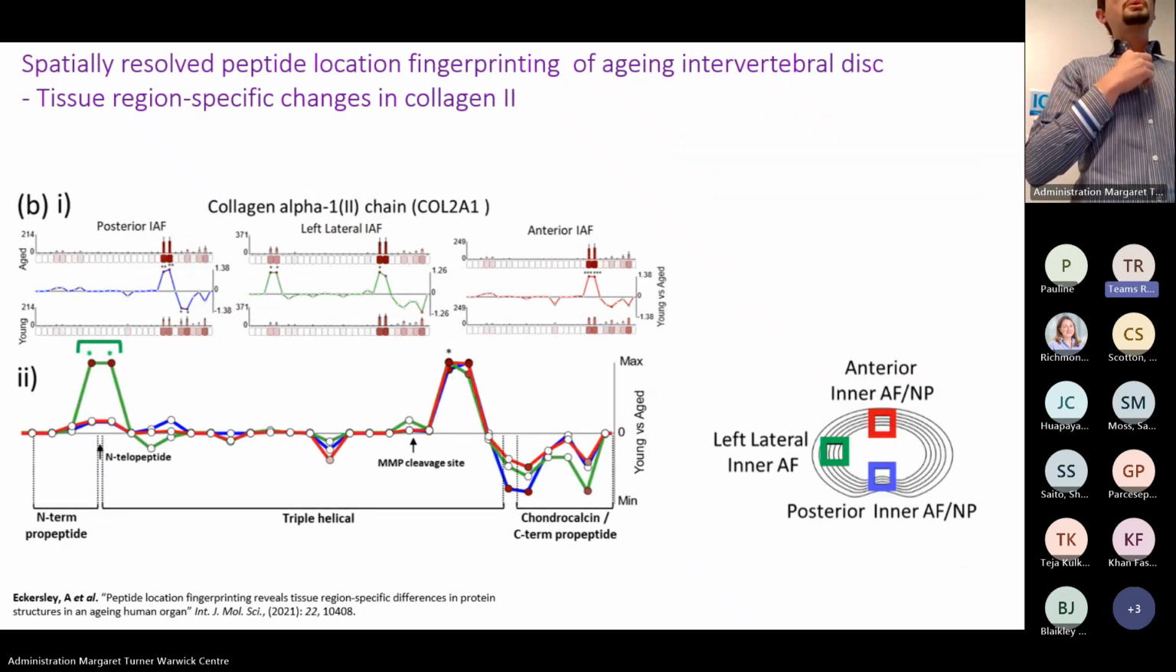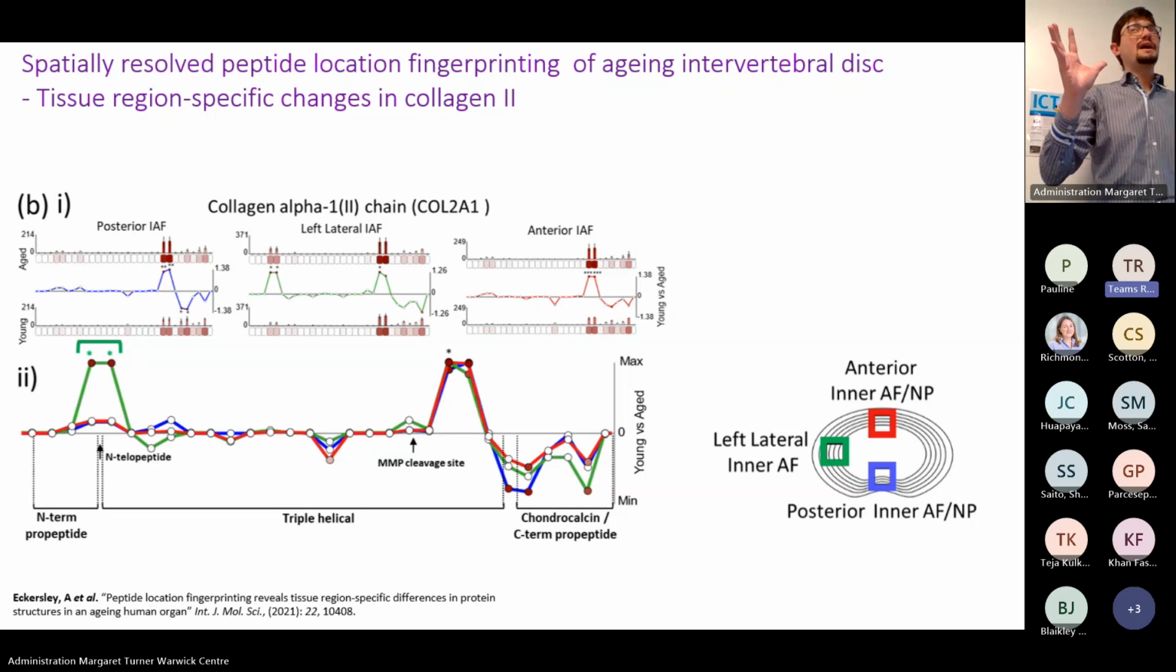So next is collagen 2. The first thing you'll notice is that for collagen 2, you see the exact same pattern as you do for collagen 1: this spike downstream of that MMP cleavage site, and also more propeptide. So again, more collagen 2 synthesis and more degradation of collagen 2.